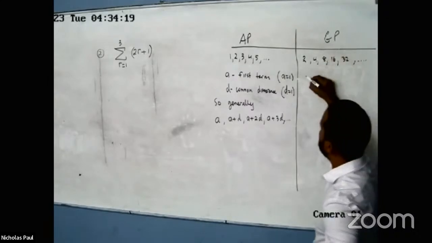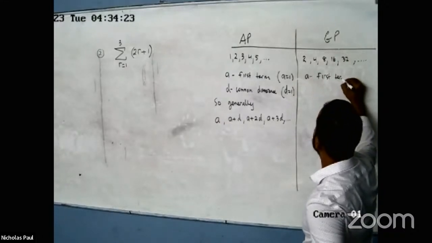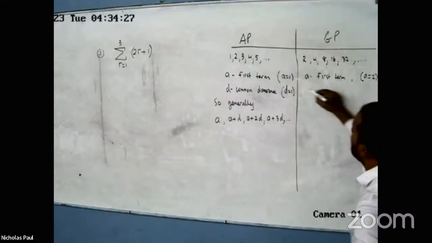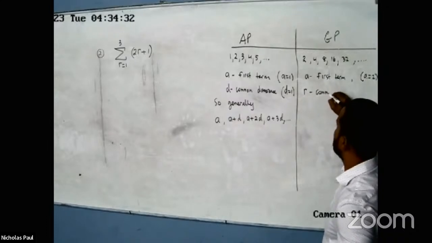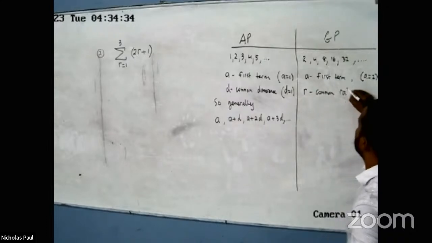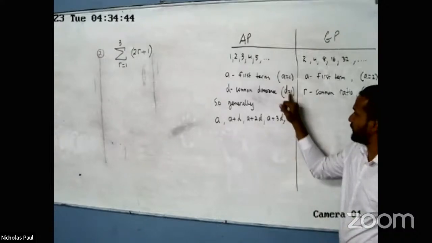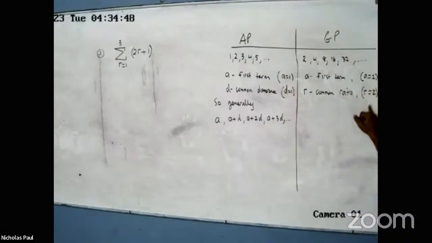So for a GP, yes, we have a first term, which is 2, but instead of a common difference, you have a common ratio. The common ratio in our example is 2. By the way, this is just coincidence, with the two of them being the same.